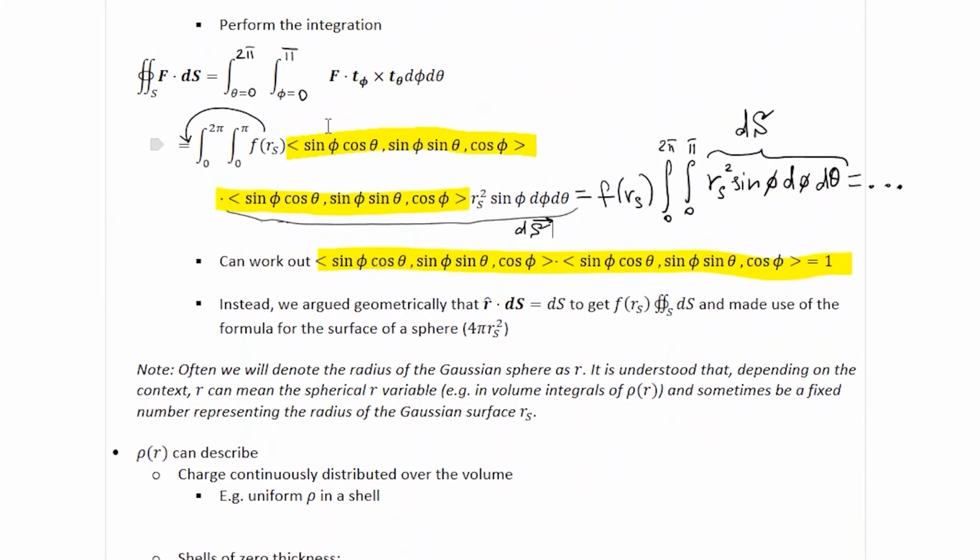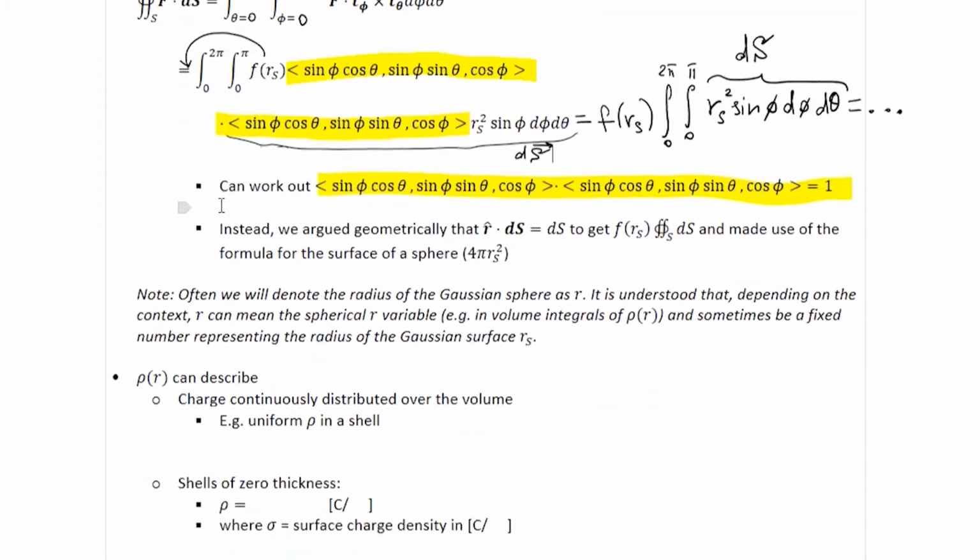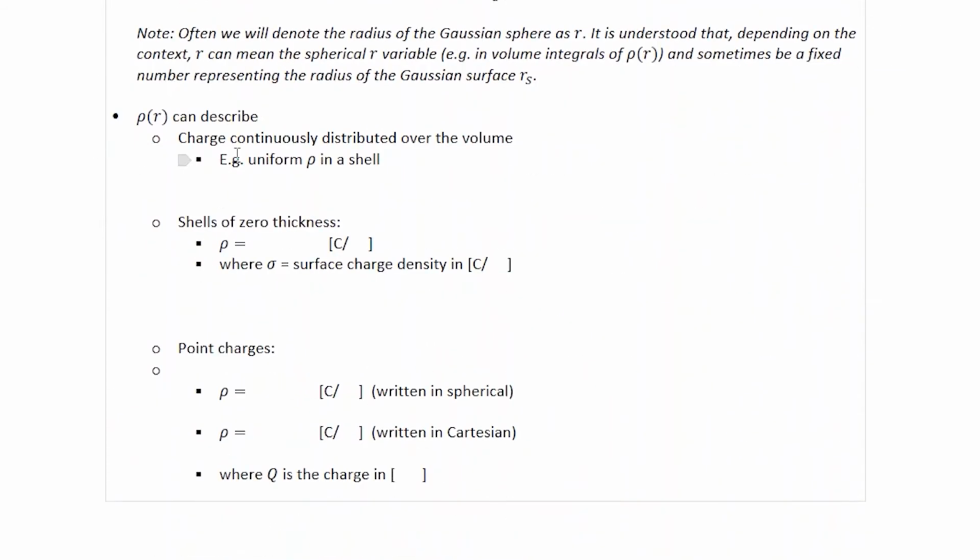So this is all for the left-hand side of the divergence theorem, and the variability of the problem comes in what the charge density looks like. So there are several things you can encounter. One would be continuous charge distributions, for example, uniform charge distribution over some shell. So it would look something like this.